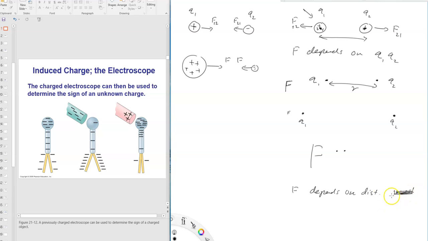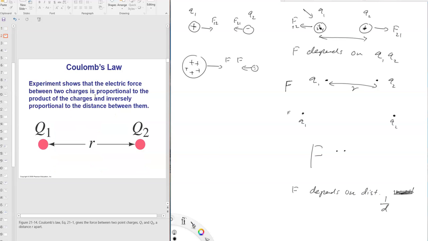I don't remember how to write it. So 1 over distance, right? That's the inverse relationship. Okay, so let's put this into an equation. Let's go to the next slide. This is called Coulomb's law.